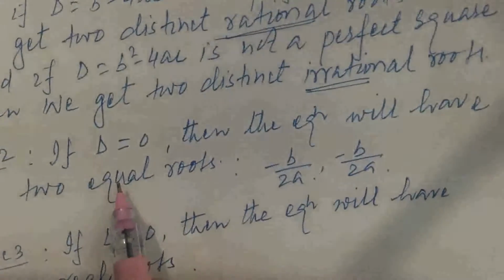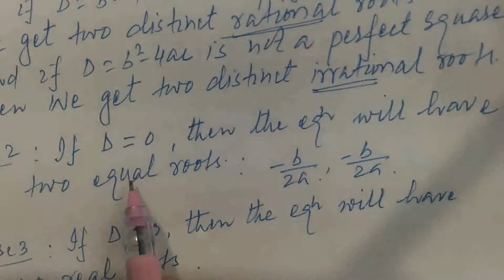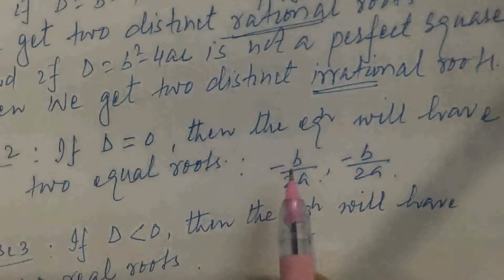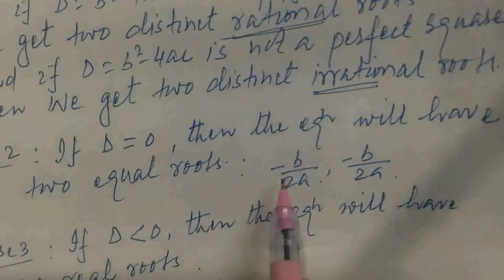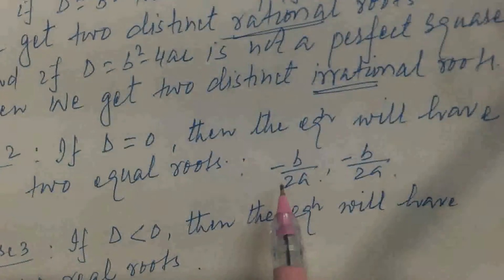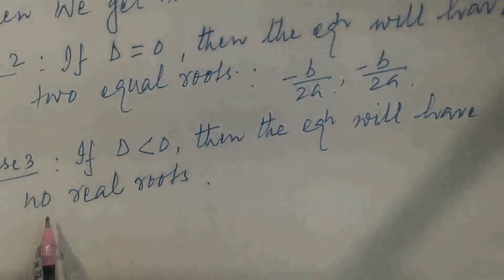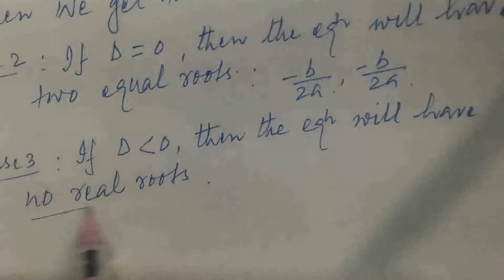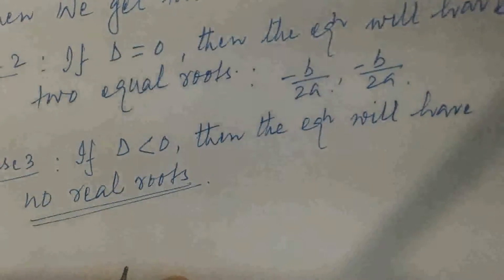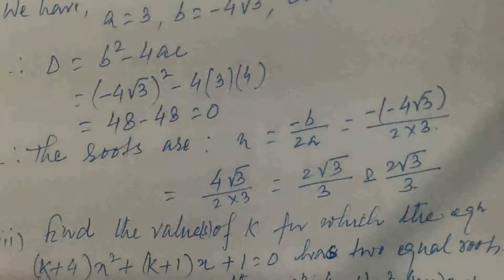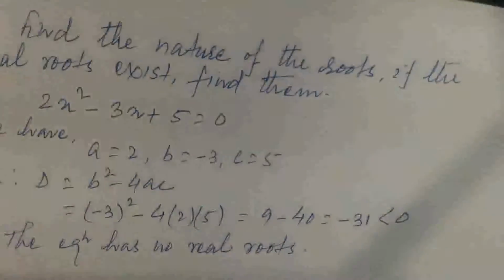When D is equal to 0, the equation will give you two equal roots. And how will you find the equal roots? Simply by getting minus b by 2a. And if your D is less than 0, then the equation will give you no real roots, or we can say the real roots do not exist. Now we'll see some examples.